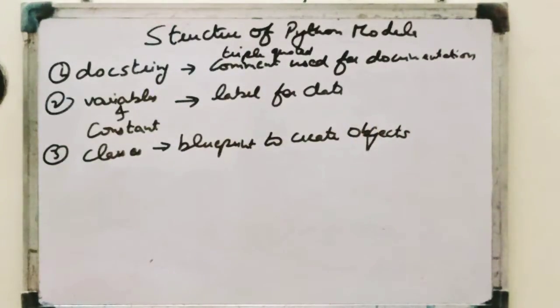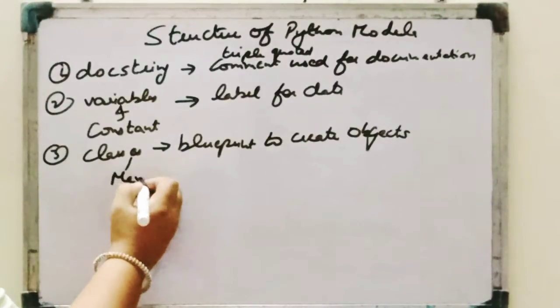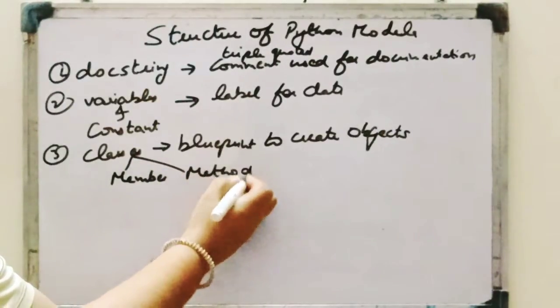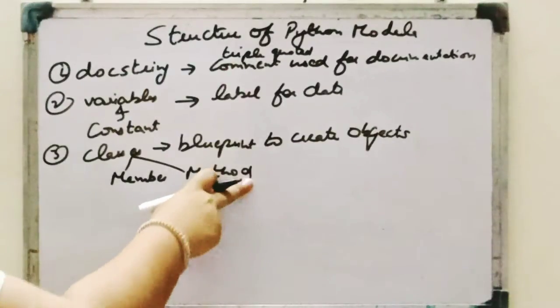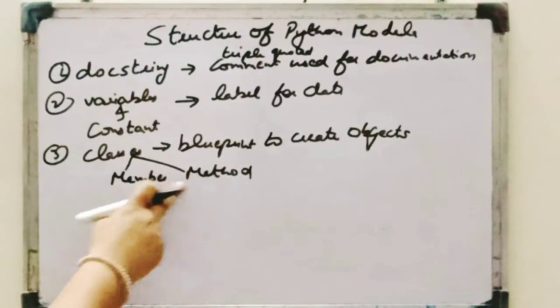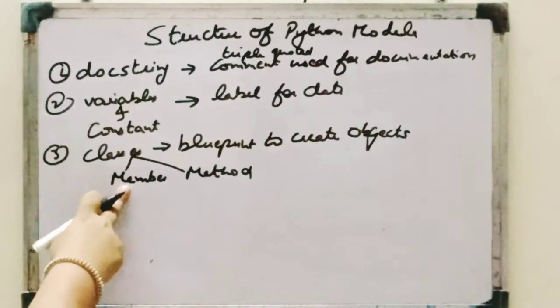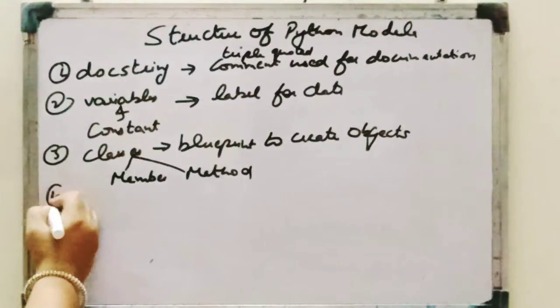Classes are what? In the classes we have two things: one member, one method. Method is nothing, it is the same as a function. Whatever we have done in the third chapter, it is a function. Member is what? It is all the variables or constants which we are using. So these are the classes.